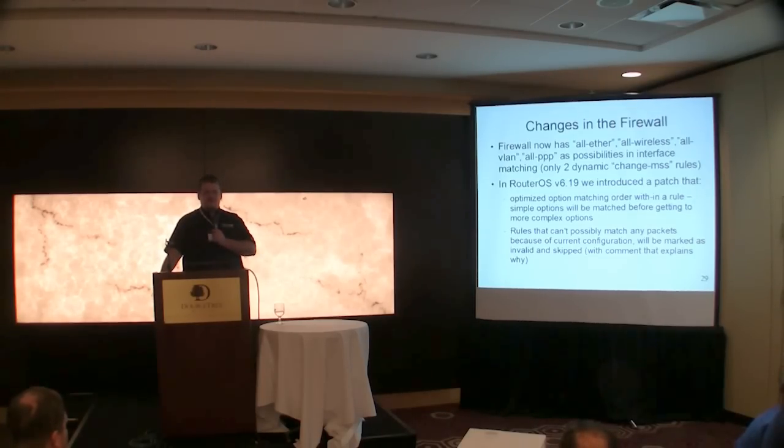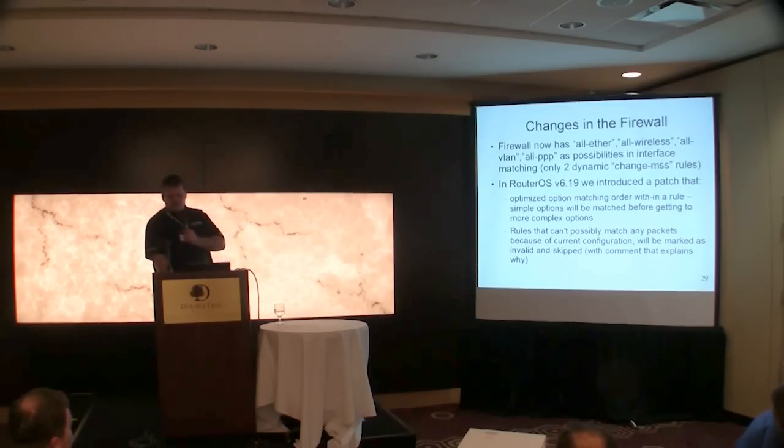And the second thing, maybe you already noticed, rules that can't possibly match any packets will now show up as invalid, with a comment why they are invalid. Example, you are trying to use a bridge port as an in-interface. A bridge port will never be an in-interface, so no packets will match that option. That's why the rule is invalid, and it will be excluded from all packet matching. So there are many changes like that. Don't worry if after upgrade some of your rules become red with invalid. Just read the comment, you will understand why.